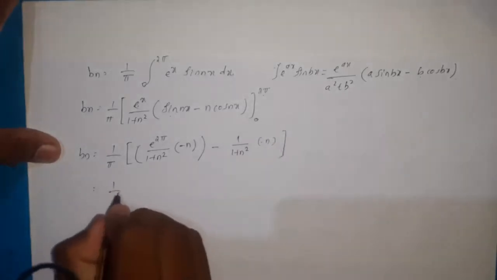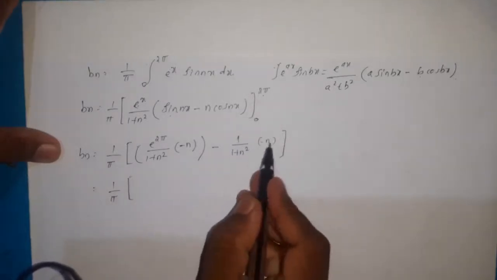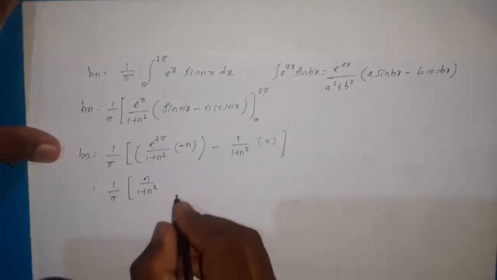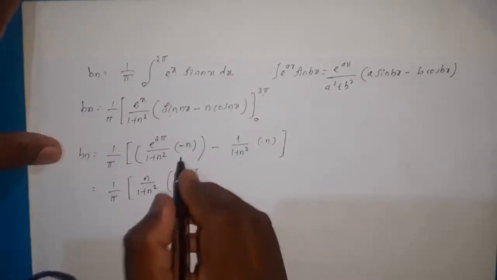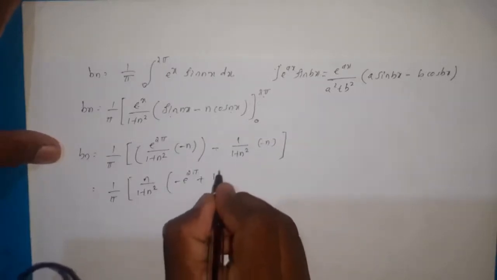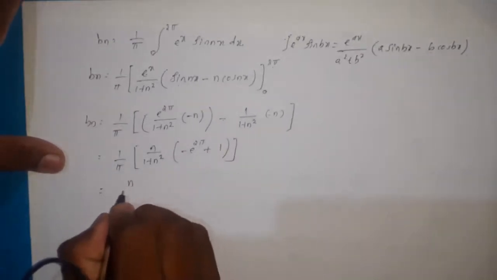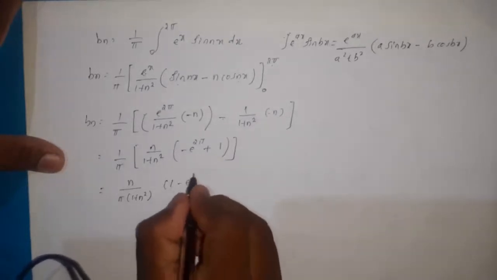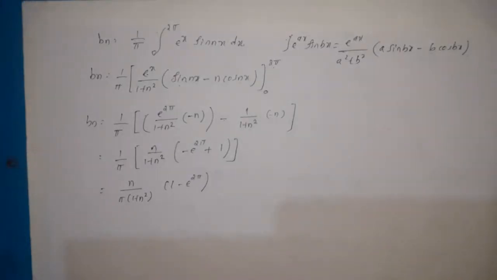So therefore it is 1 divided by pi. Here the common terms are n divided by 1 plus n square, right? So remaining minus e power 2 pi, because minus is there, and minus into minus becomes plus 1. So therefore here n divided by pi into 1 plus n square, and this is 1 minus e power 2 pi, which is the Bn value.